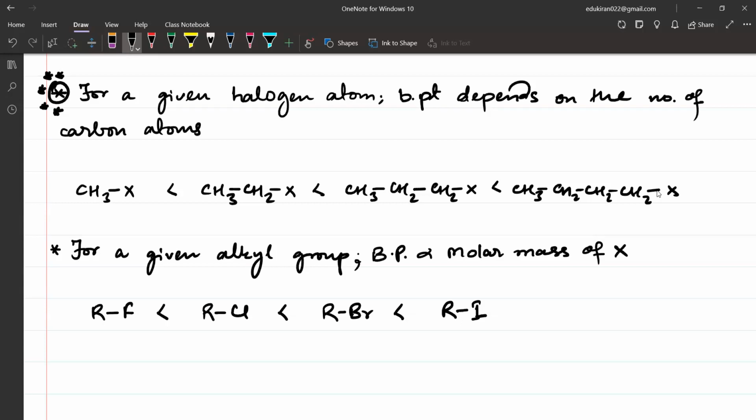Next point, please write. Boiling point is inversely proportional to branching. Then we will explain why it is inversely proportional to branching. Please let me know once you're done writing.